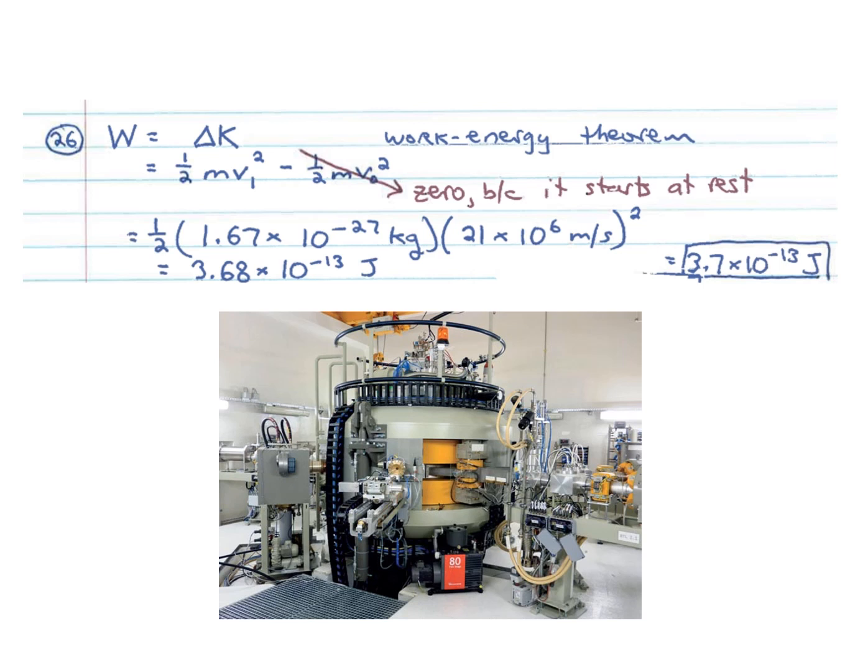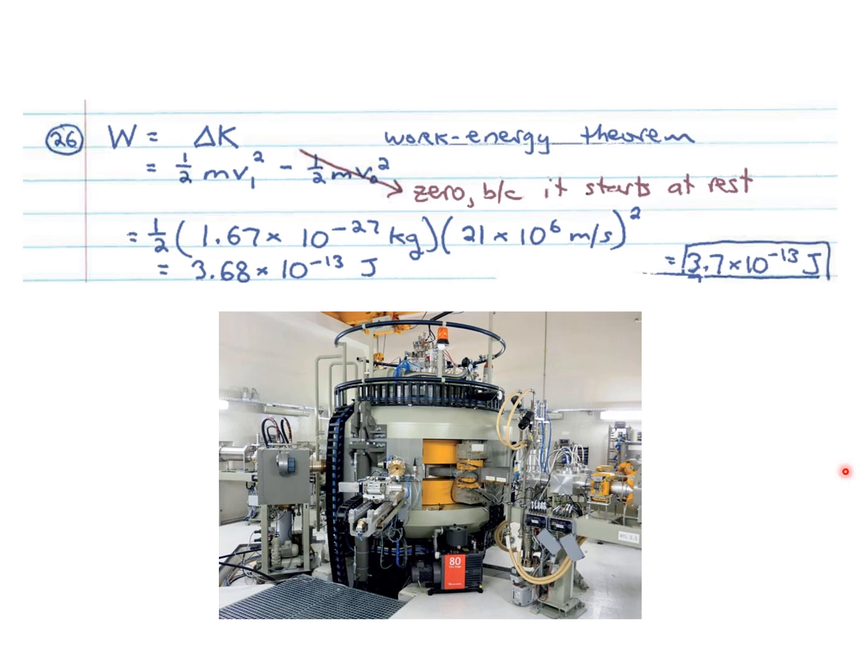Number 26, here's a cyclotron. It says a cyclotron accelerates protons from rest to 21 megameters per second. How much work does it do on each proton? We can use the work energy theorem. The work is the change in kinetic energy, which is 1/2 m v1 squared minus the original kinetic energy, but it says it started at rest, so that original kinetic energy is 0.